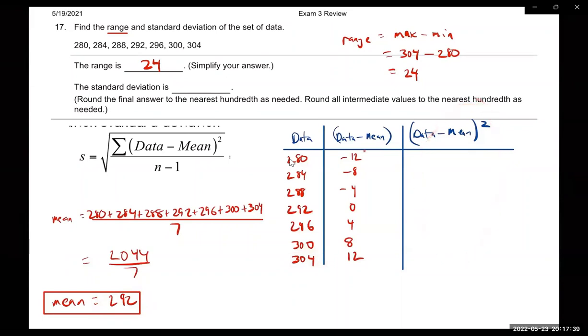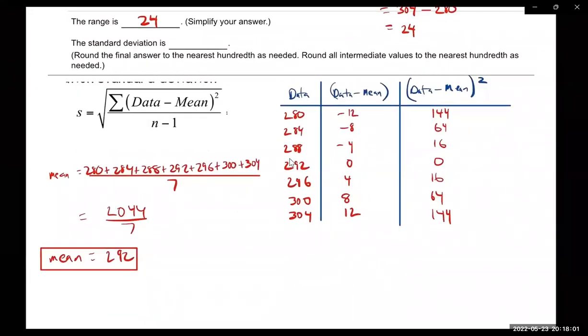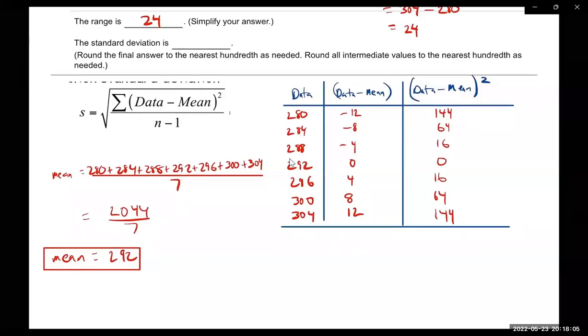All right, and then the last column, you have to square all these numbers. It doesn't matter if they're negative, because whenever you square a negative, it becomes positive. So 12 squared is 144. 8 squared, 64. 4 squared, 16. 0 squared, 0. 16, 64, 144. And then the last thing we do is add these up. See how the formula says they want the sum of the squares. The sum is adding up all these numbers. So let's find the sum. I'm getting 448.